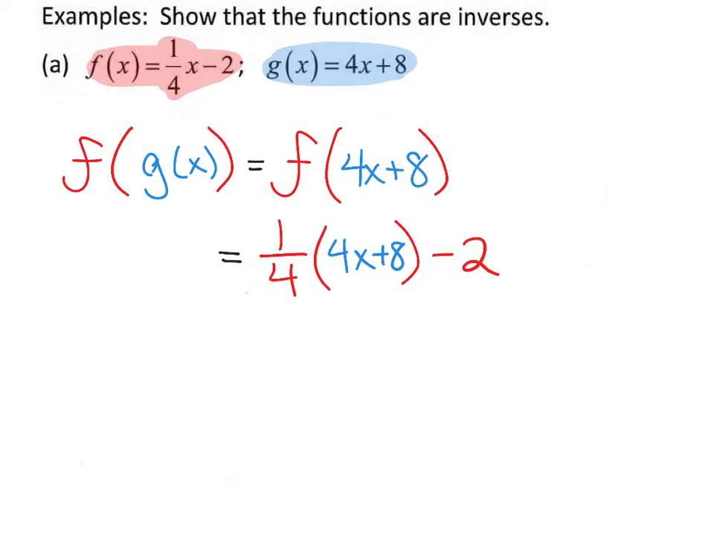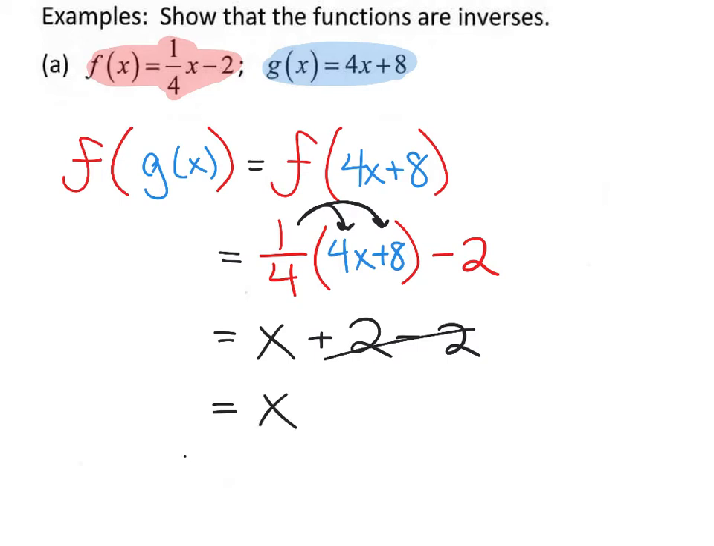I just composed them. Now we're going to simplify it and hope that it comes out to x, because if it does, we're halfway there. Multiply, multiply. 1/4 times 4 is what? 1, so 1x. And then 1/4 times 8, or 8 divided by 4, is 2. And then we can simplify. Positive 2 minus 2 are going to cancel each other out. That is equal to x. And we're good so far. We have done f of g of x and got x. We're halfway. Now we verify the opposite direction.